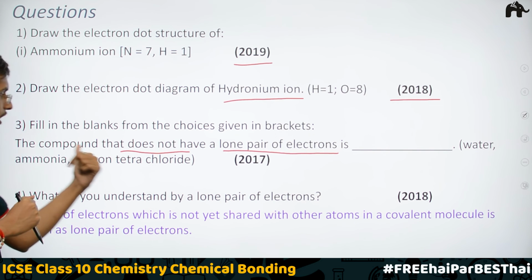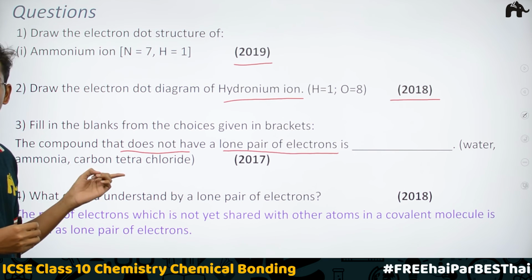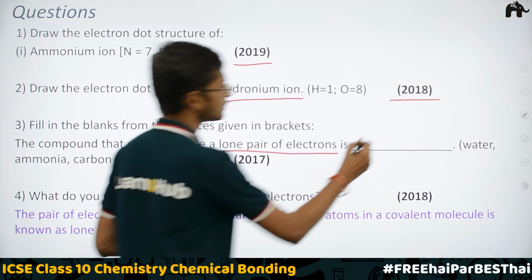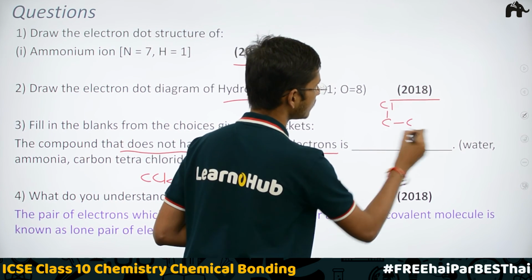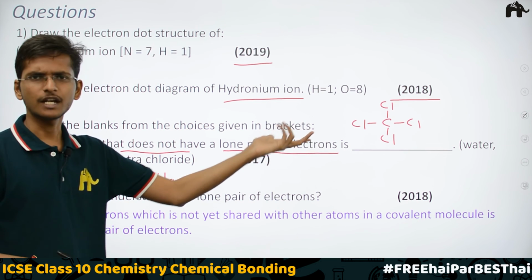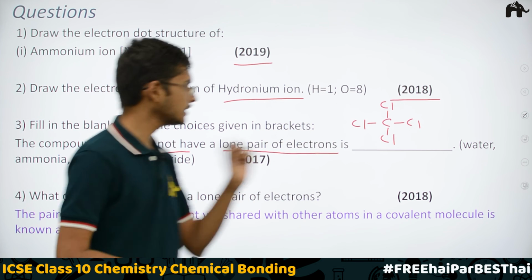Now what are they asking? The compound that does not have a lone pair of electrons. Both of them have lone pairs of electrons. Carbon tetrachloride, CCl4: we have studied its structure. There are simply 4 single covalent bonds between carbon and chlorine, right? So it doesn't have any lone pair of electrons. Carbon doesn't have any lone pair of electrons. So our answer is carbon tetrachloride.